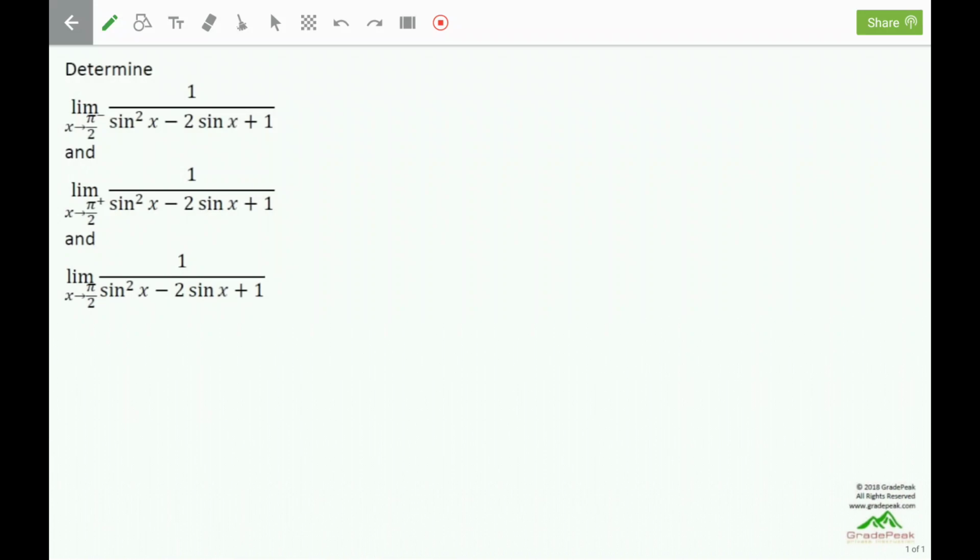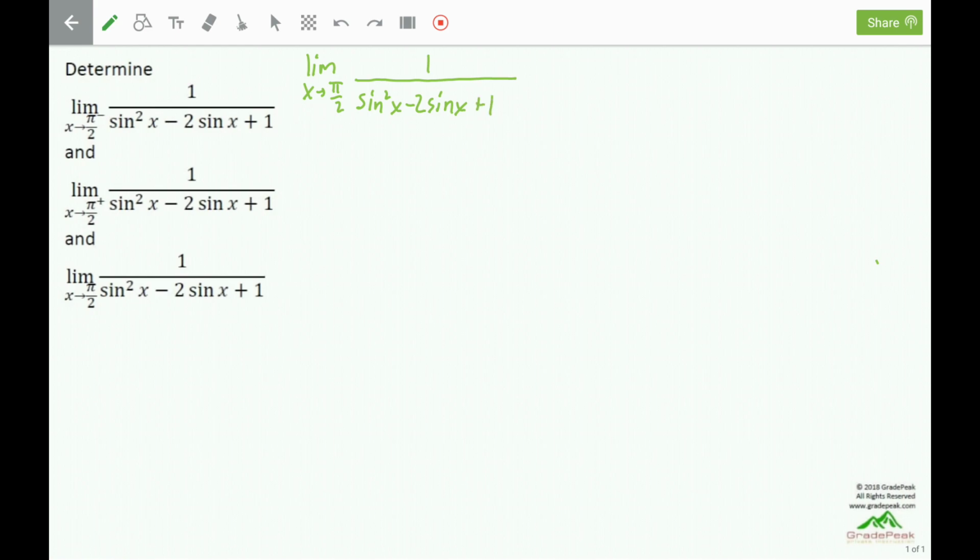Determine the left-sided limit and the right-sided limit, and the two-sided limit as x approaches pi over 2 of 1 divided by sine squared x minus 2 sine x plus 1. Each of these involves the limit as x approaches pi over 2 of 1 divided by sine squared x minus 2 sine x plus 1.